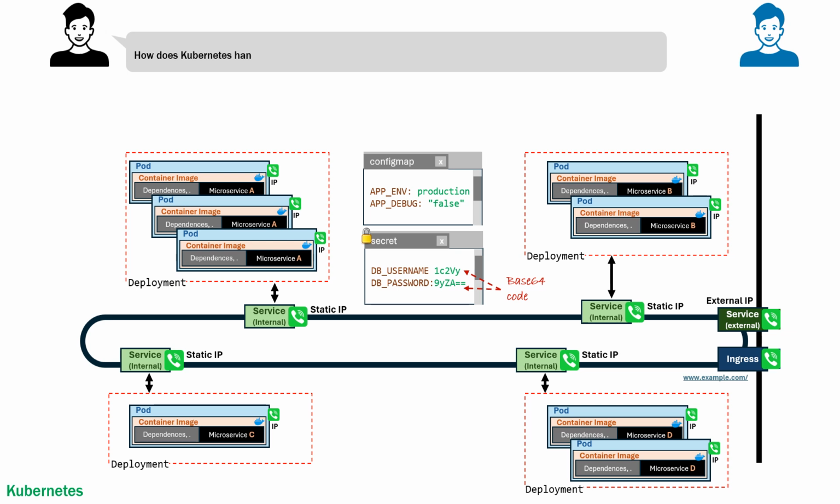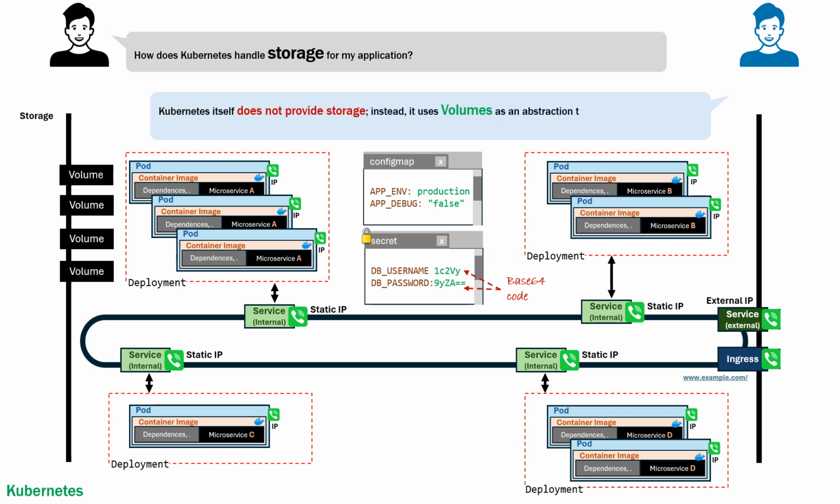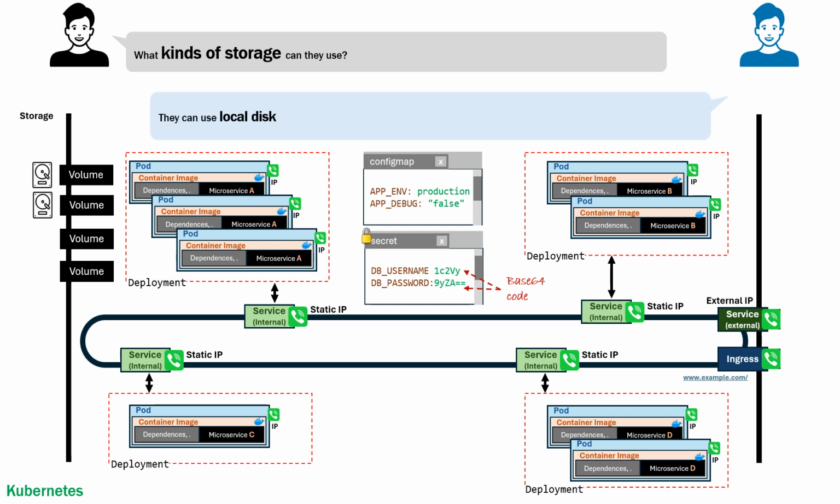How does Kubernetes handle storage for my application? Kubernetes itself does not provide storage; instead, it uses volumes as an abstraction to connect your pods to external storage systems. What kinds of storage can they use? They can use local disks or cloud storage like AWS EBS or Google Persistent Disk.